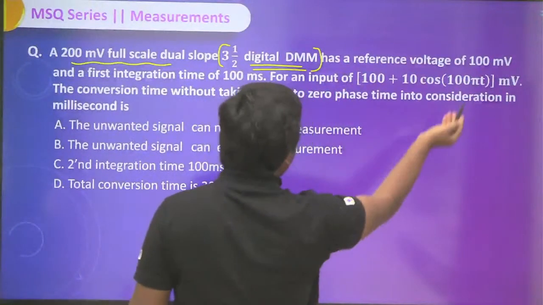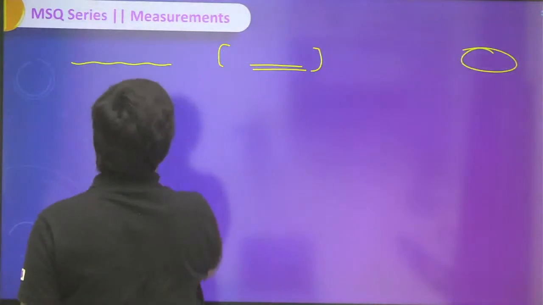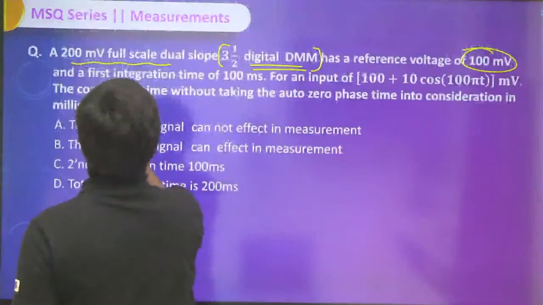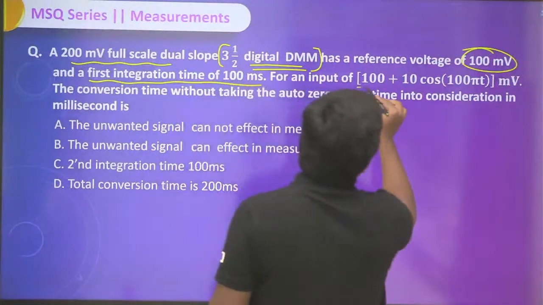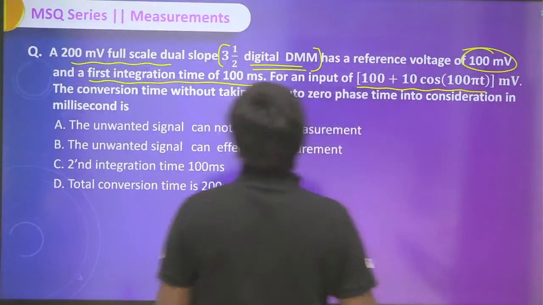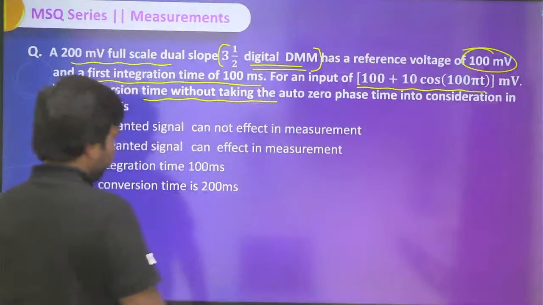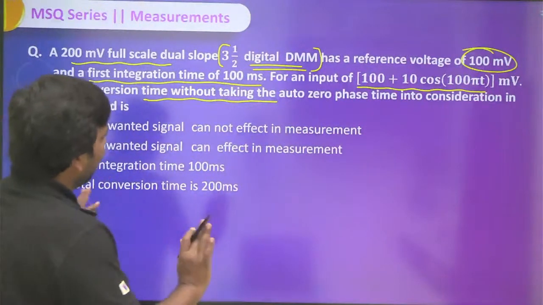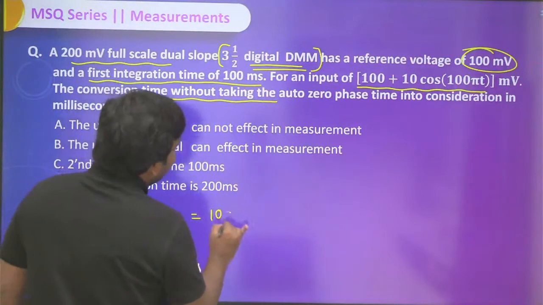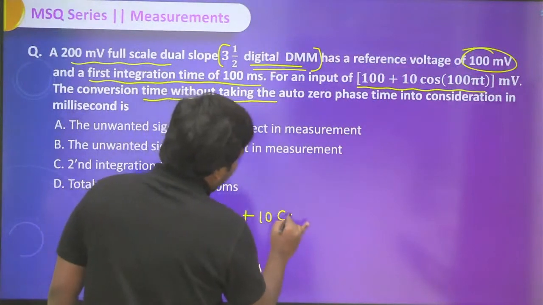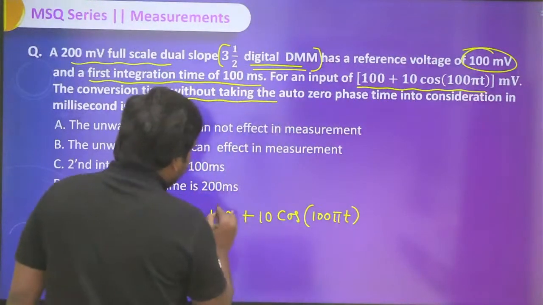The 3.5 digit DMM has a reference voltage of 100 millivolt, of course, right? And the first integration time is 100 millisecond for an input of 100 plus 10 cos 100 pi t millivolt. The conversion time without taking the auto zero phase correction, fine, right? Now relax. Though it is mentioned as Vin equal to 100 plus 10 cos 100 pi t, obviously it is in millivolt.